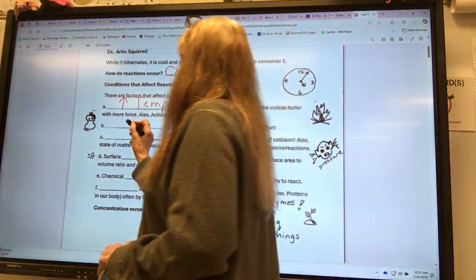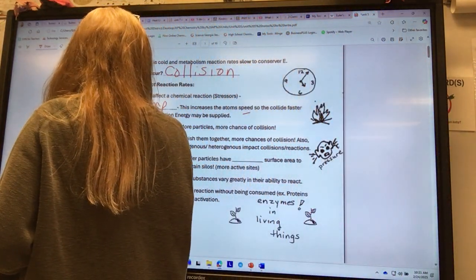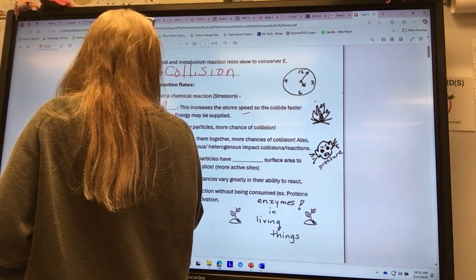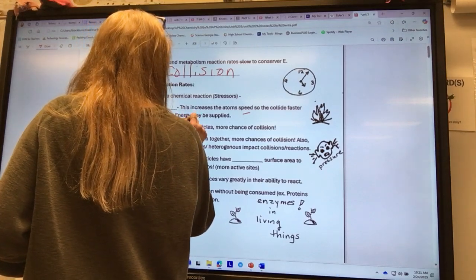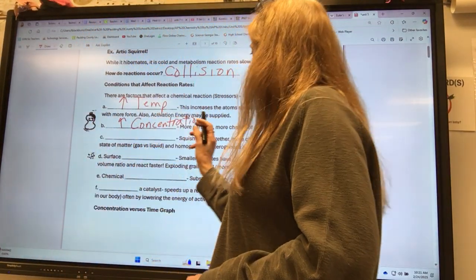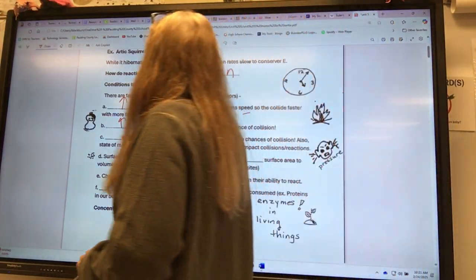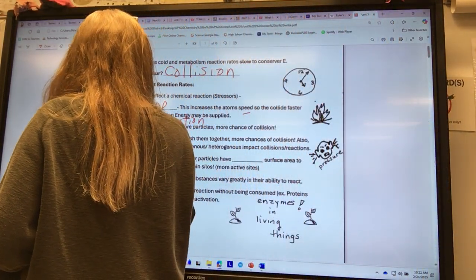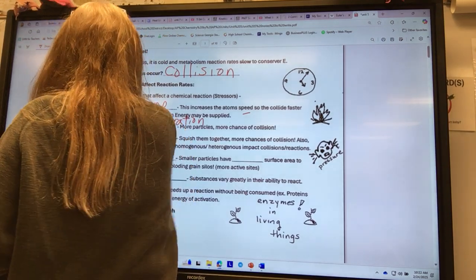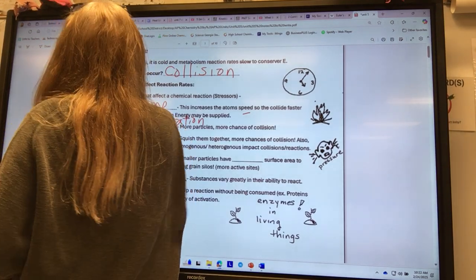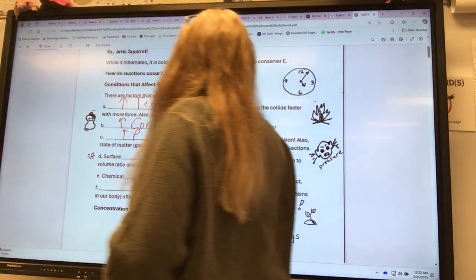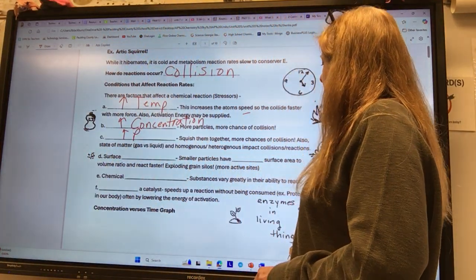Another thing you can do is you can increase the concentration. Y'all remember this from honors? More particles, more chance of collision. If it's a gas, you can increase the pressure. Big P is pressure in chemistry, so I'm going to just leave that there. I'm not going to write out pressure. Okay. You squish them together, there's more chances of collision.